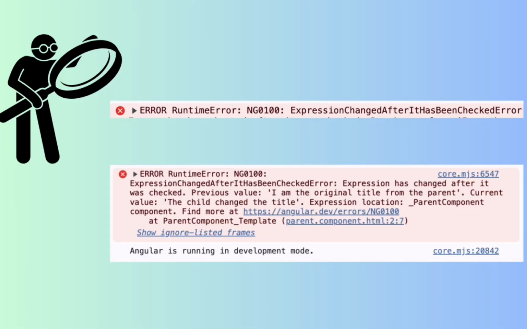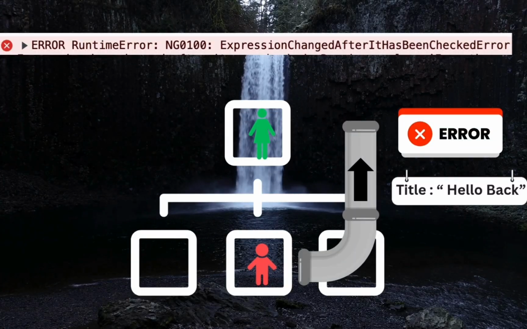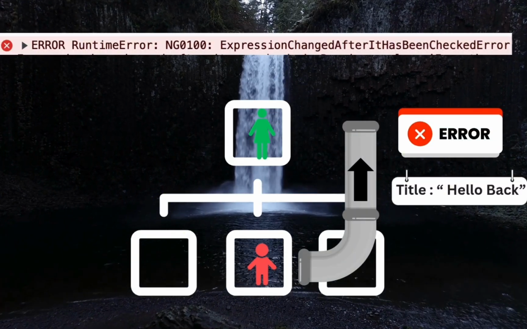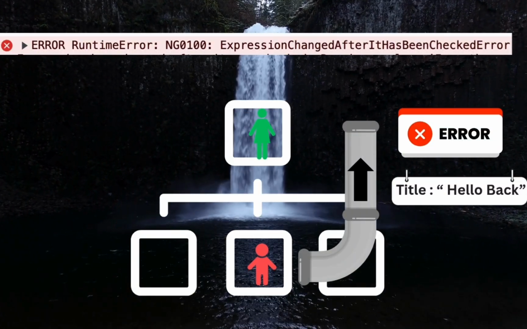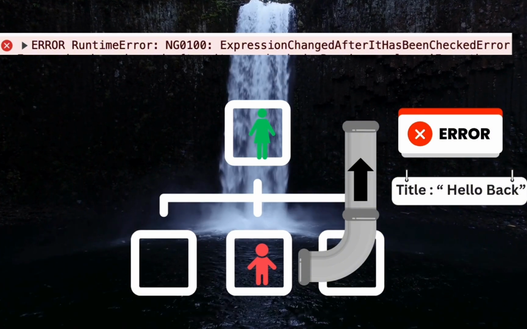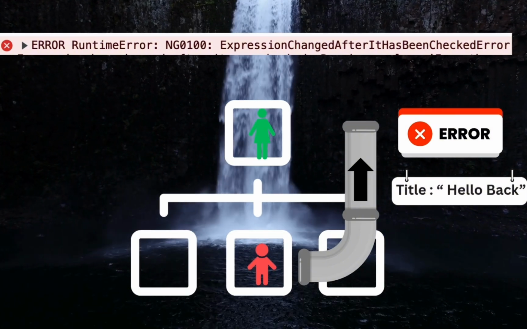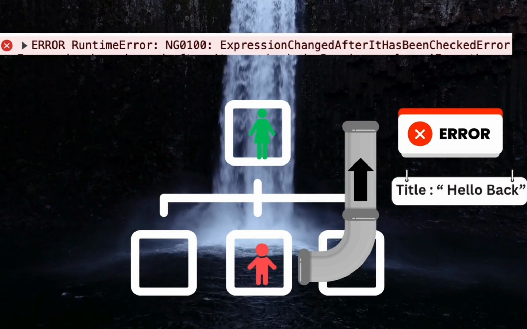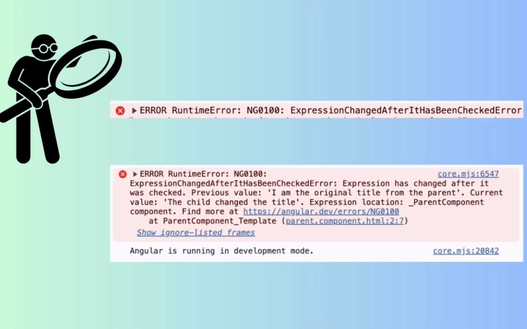So the error we see, the ExpressionChangedAfterItHasBeenChecked error, happens when a child component tries to make water flow uphill in the same cycle. In that specific cycle, the child component tries to reach back up and change something in the parent after the parent has already been checked. That is when the error actually comes up.